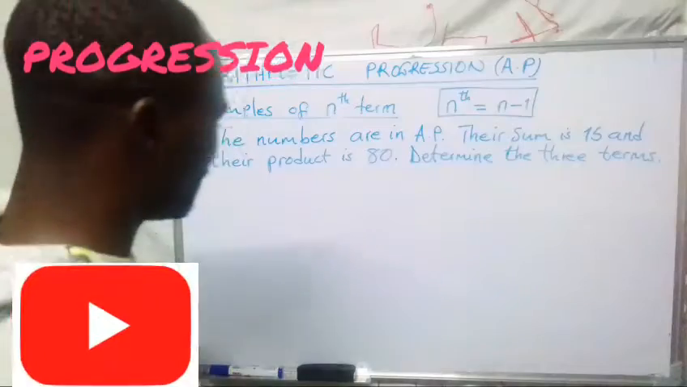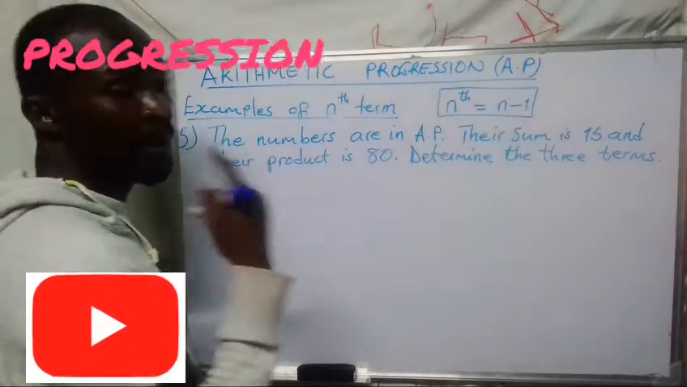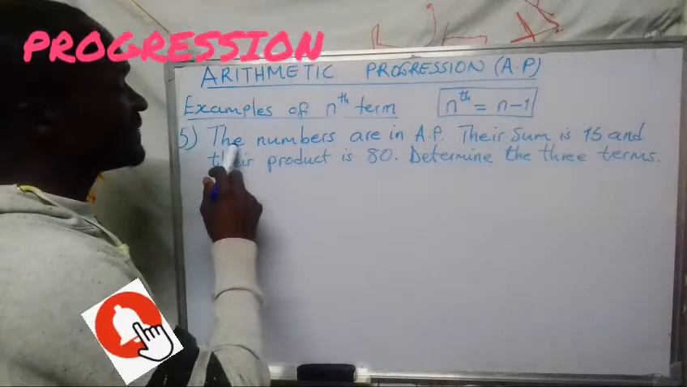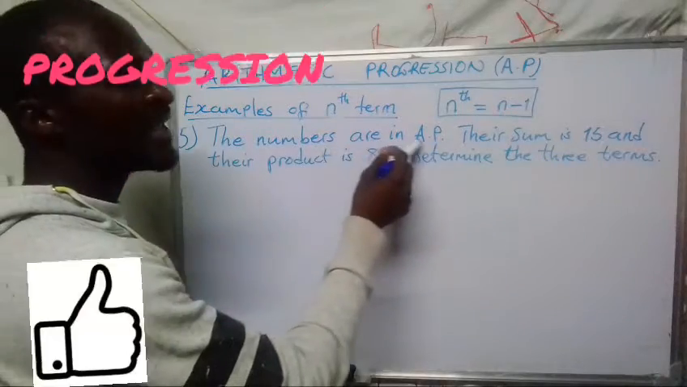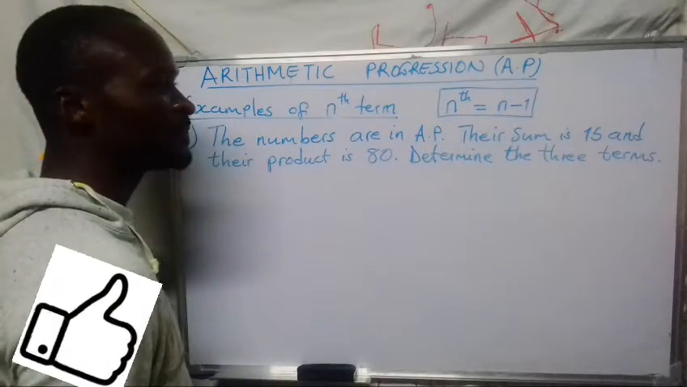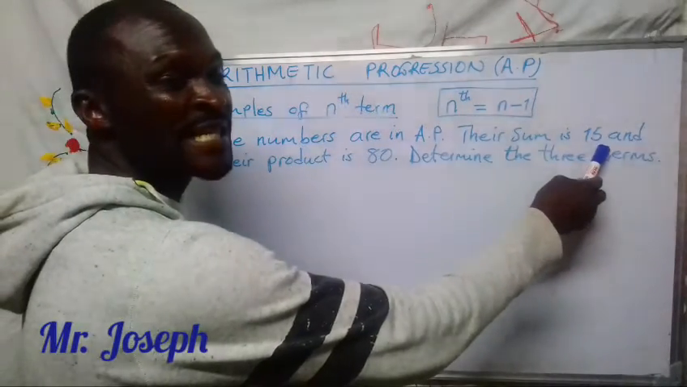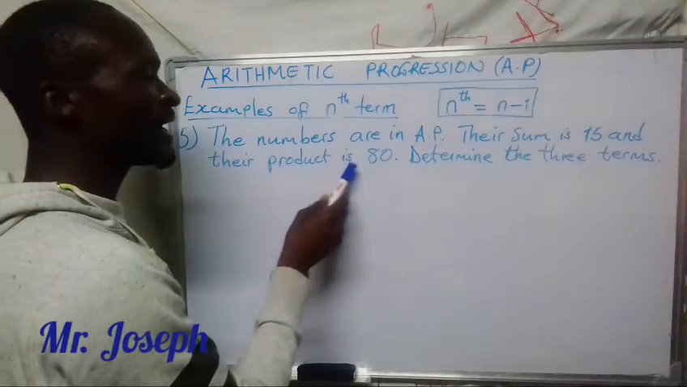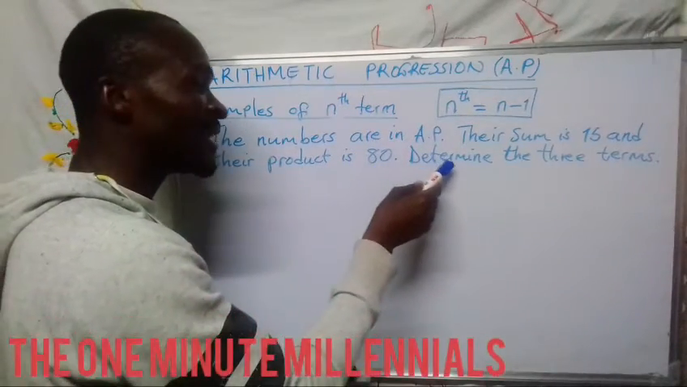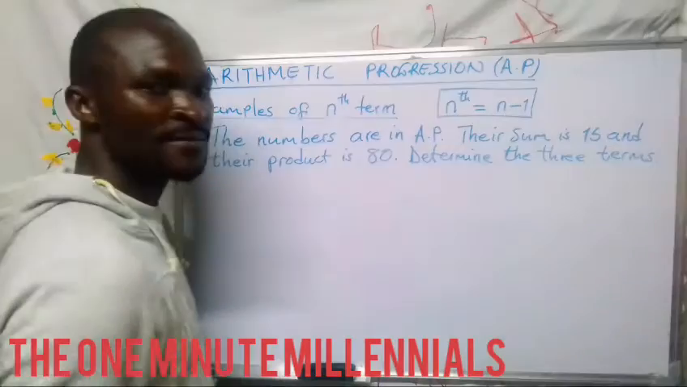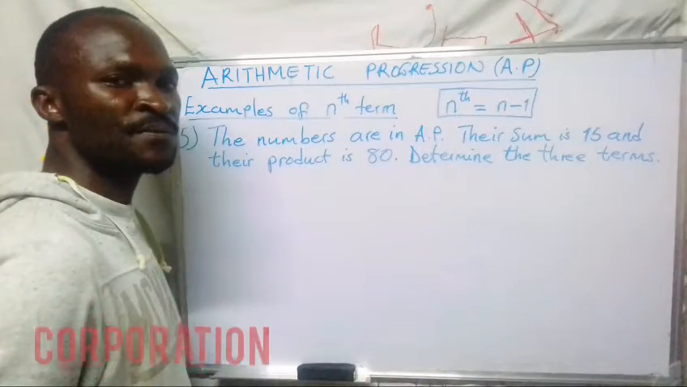Example 5. The numbers are in arithmetic progression. Their sum is 15 and their product is 80. Determine the three numbers. What are you going to do?